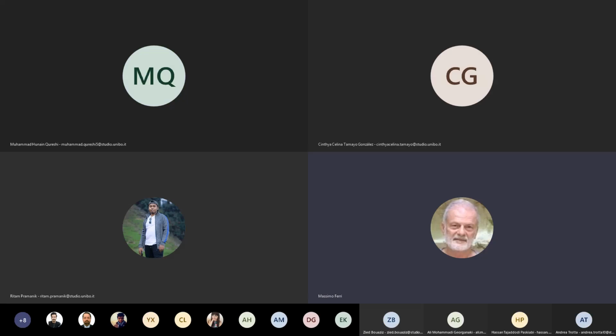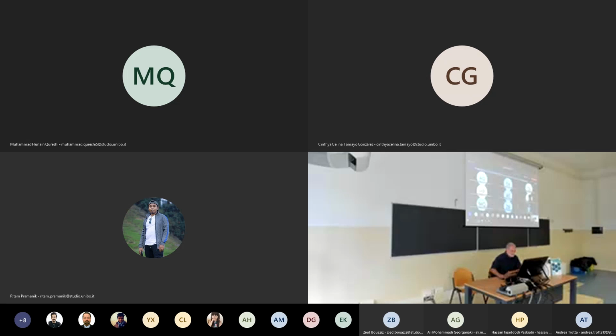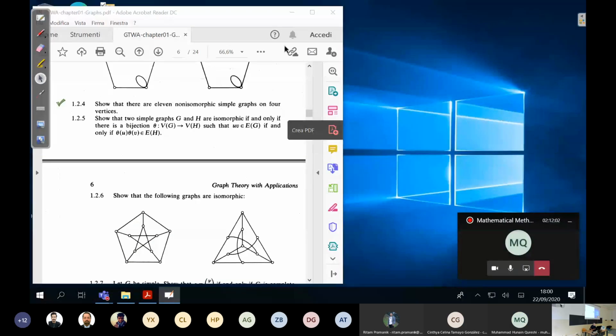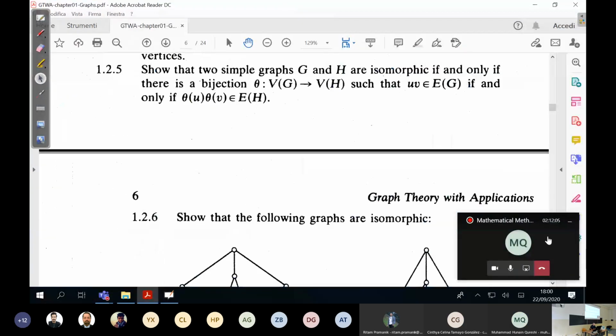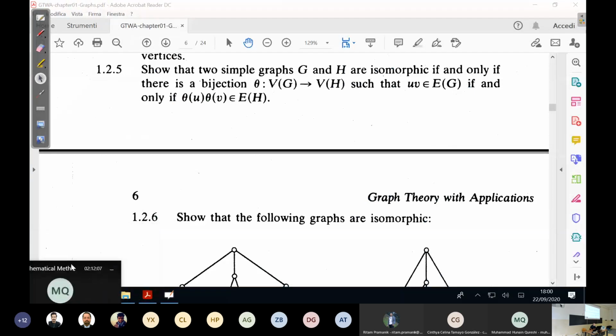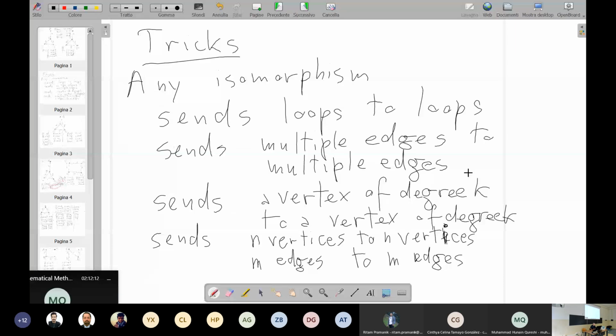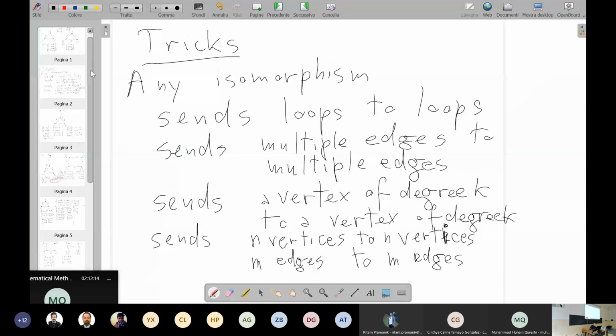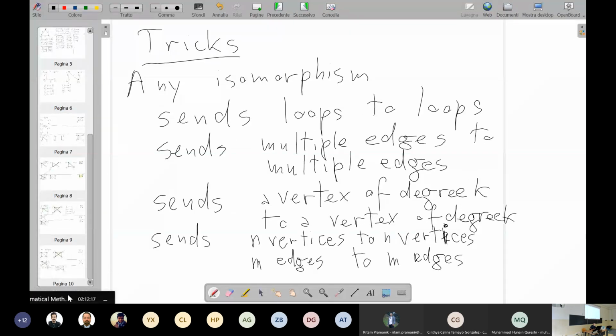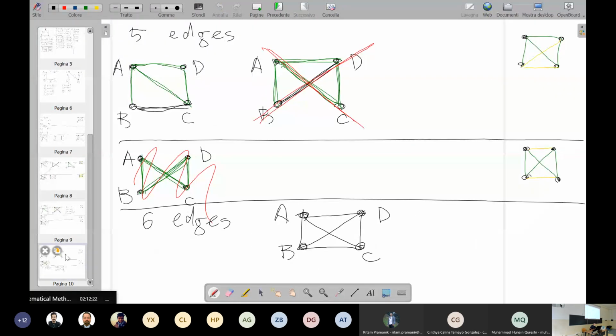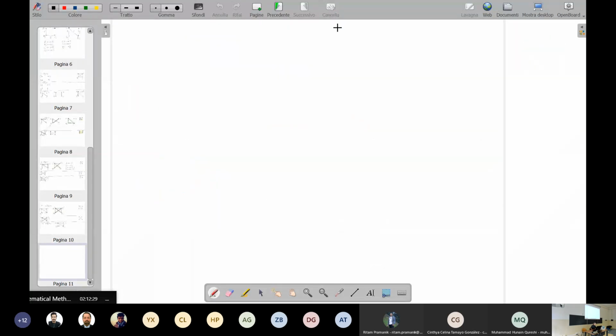Okay, let's go back to our lecture. I want to talk about this thing, the counterpositive. But first, I have to say something about the implication.